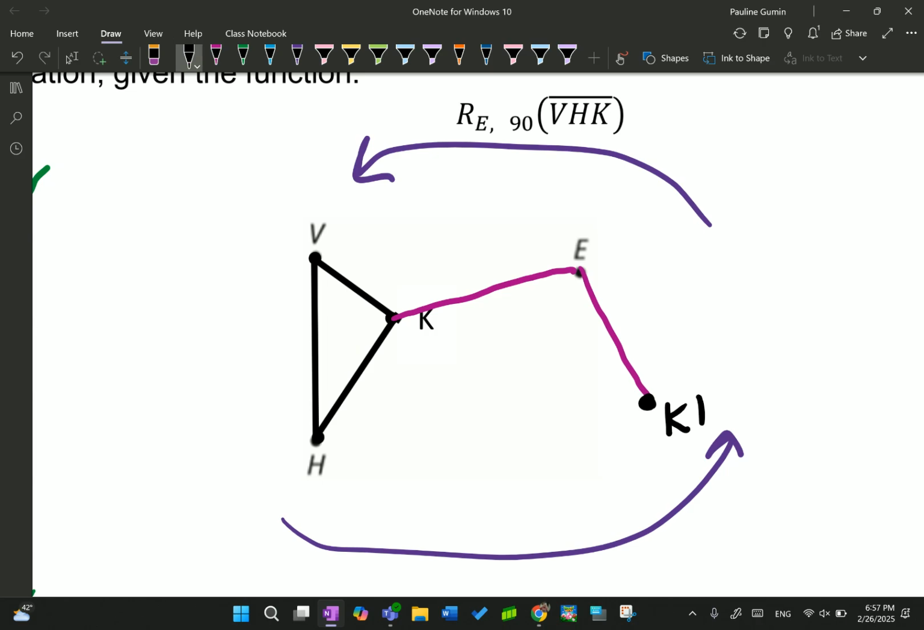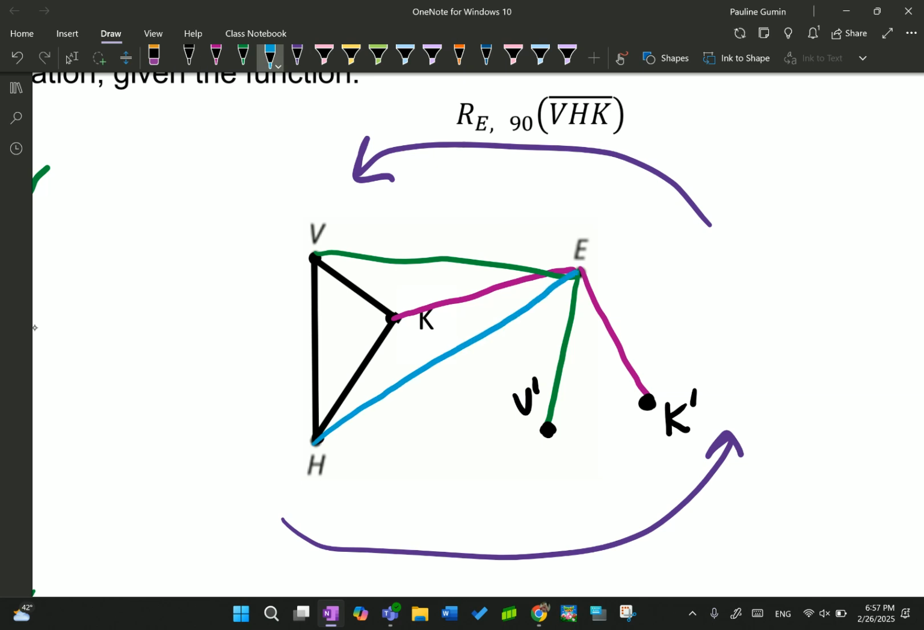K prime. I'm going to connect V. Oh, I don't want to use purple again. Let's do blue or green. V to E. 90 degrees. V prime. And H to E. 90 degree-ish. H prime.